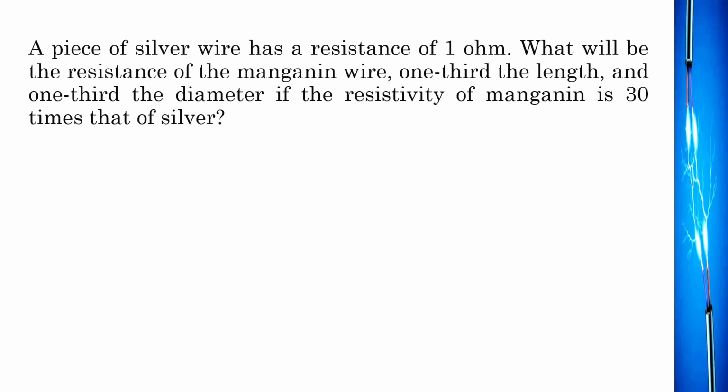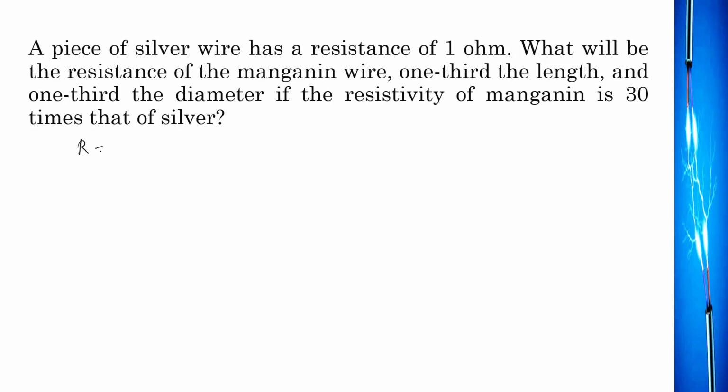So, that manganese wire is 1/3 the length and 1/3 the diameter. Ang ibig niyang sabihin dyan, yung length daw ng manganese wire ay 1/3 ng length ng silver wire, while yung sa diameter naman, 1/3 daw ng diameter ng silver wire ang napunta sa manganese wire. So, we are going to assume here that the resistivity is 30 times that of silver. Medyo nagbago po yung length, yung area, at saka yung resistivity as well.